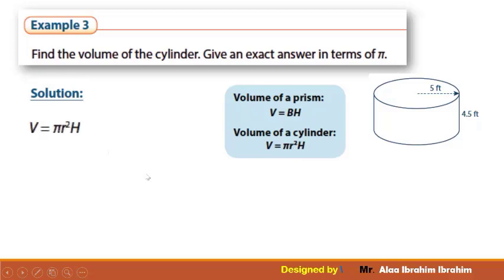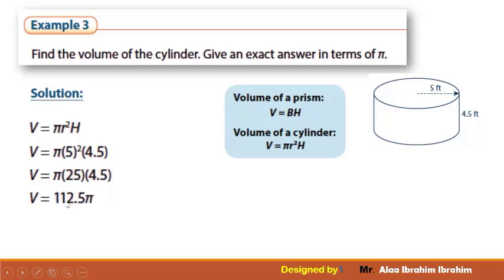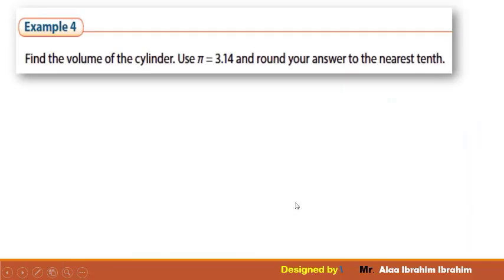Now in my formula, r was 5, H was 4.5, and 5 to the power 2 is 25. I found many mistakes with most of your students: if you make 5 to the power 2, someone forgets the power, someone makes it wrong. Remember, 5 to the power 2 means radius squared, 5 times 5, 25. So I multiply 25 by 4.5, then I put pi. So I deal with these two numbers. I have 112.5 pi. This is my answer, in feet cubed.